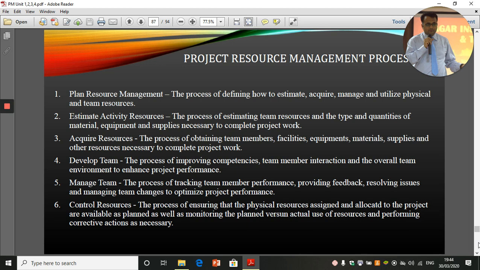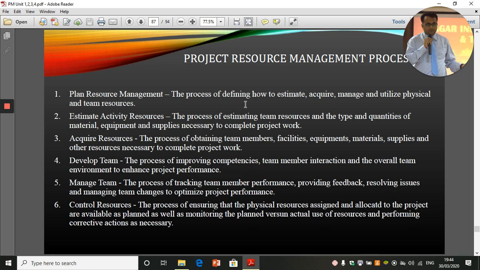Now, the project resource management process. So here we have plan resource management, the process of defining how to estimate, acquire, manage and utilize physical and team resources. Estimate activity resources, the process of estimating team resources, the type and quantities of material, equipment and supplies necessary to complete project work. Acquire resources, the process of obtaining team members, facilities, equipment, materials, supplies, and other resources necessary to complete project work.